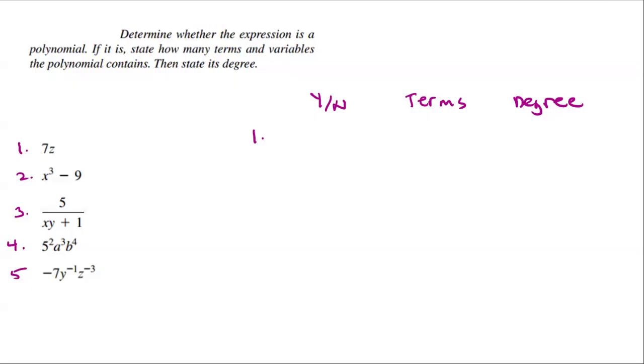Yes, right? That is a polynomial. 7z is a polynomial. Remember, it can be one or more terms. So yes, this is a polynomial. All right. How many terms? Well, there's only one term. Okay. And then the degree here is what? Just one, right? Z to the first power.